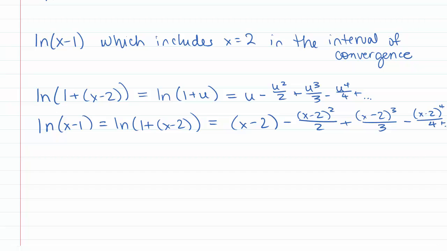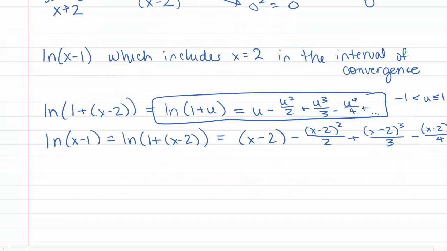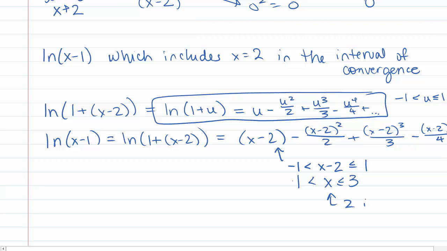And what do we know about the interval of convergence? Well, the interval of convergence for this natural log of 1 plus u is negative 1 less than u less than or equal to 1. So we would have, for our series here, negative 1 less than x minus 2 less than or equal to 1, which means that 1 is less than x less than or equal to 3. So yes, 2 is in there.